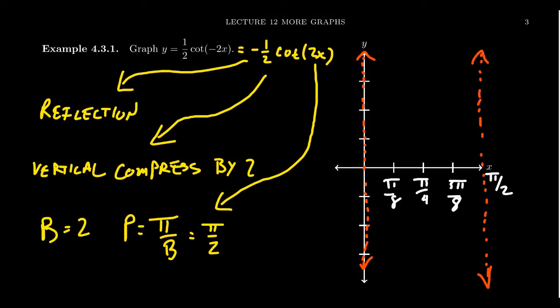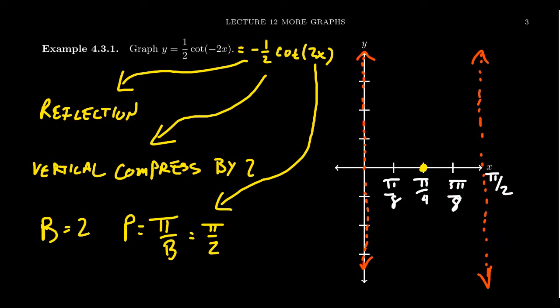Okay. Some other things to note here is that cotangent would normally have an x-intercept at pi halves, but because we squished the graph horizontally, that x-intercept is now going to be at pi fourths. Like so. The standard cotangent would then go like this, but we've reflected this across the x-axis, so it actually needs to go the other way.